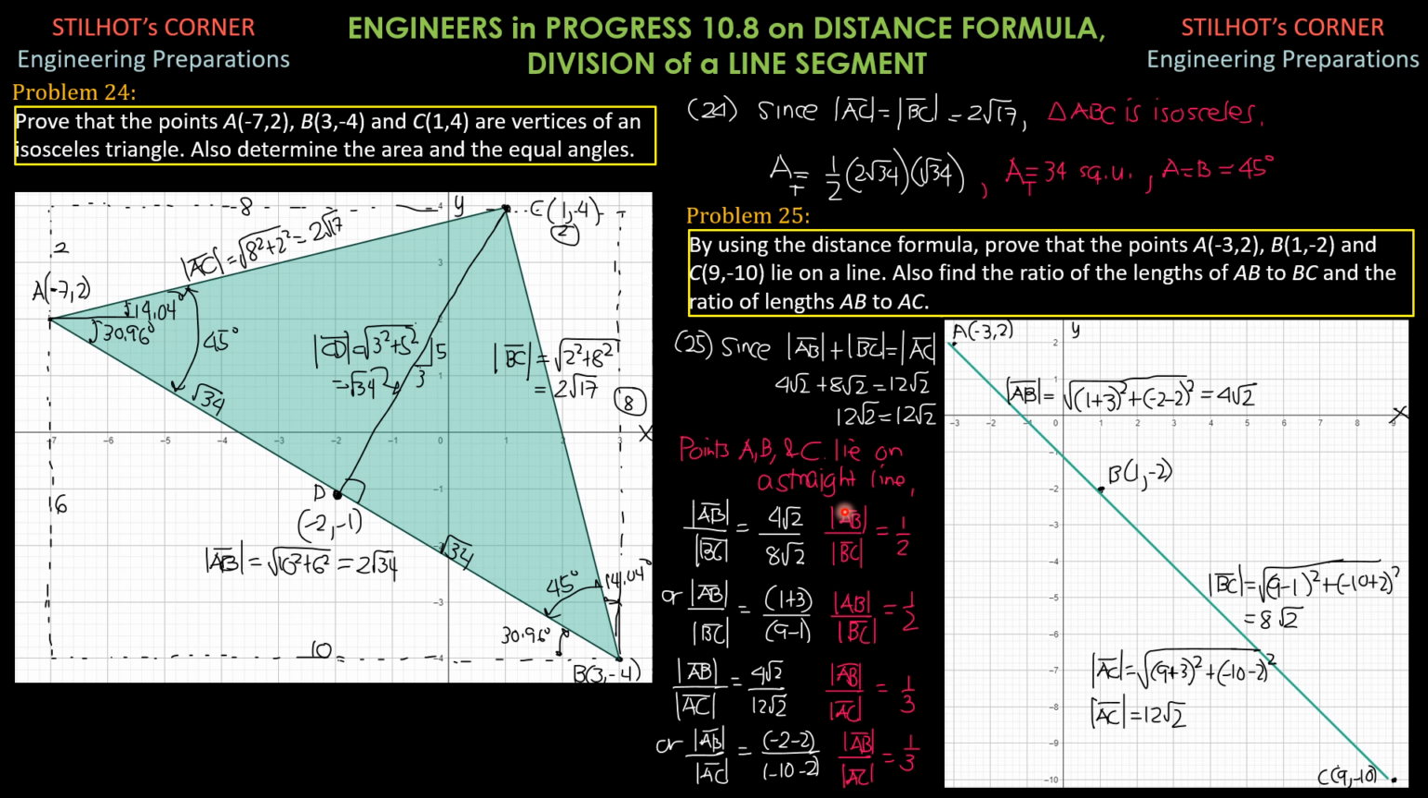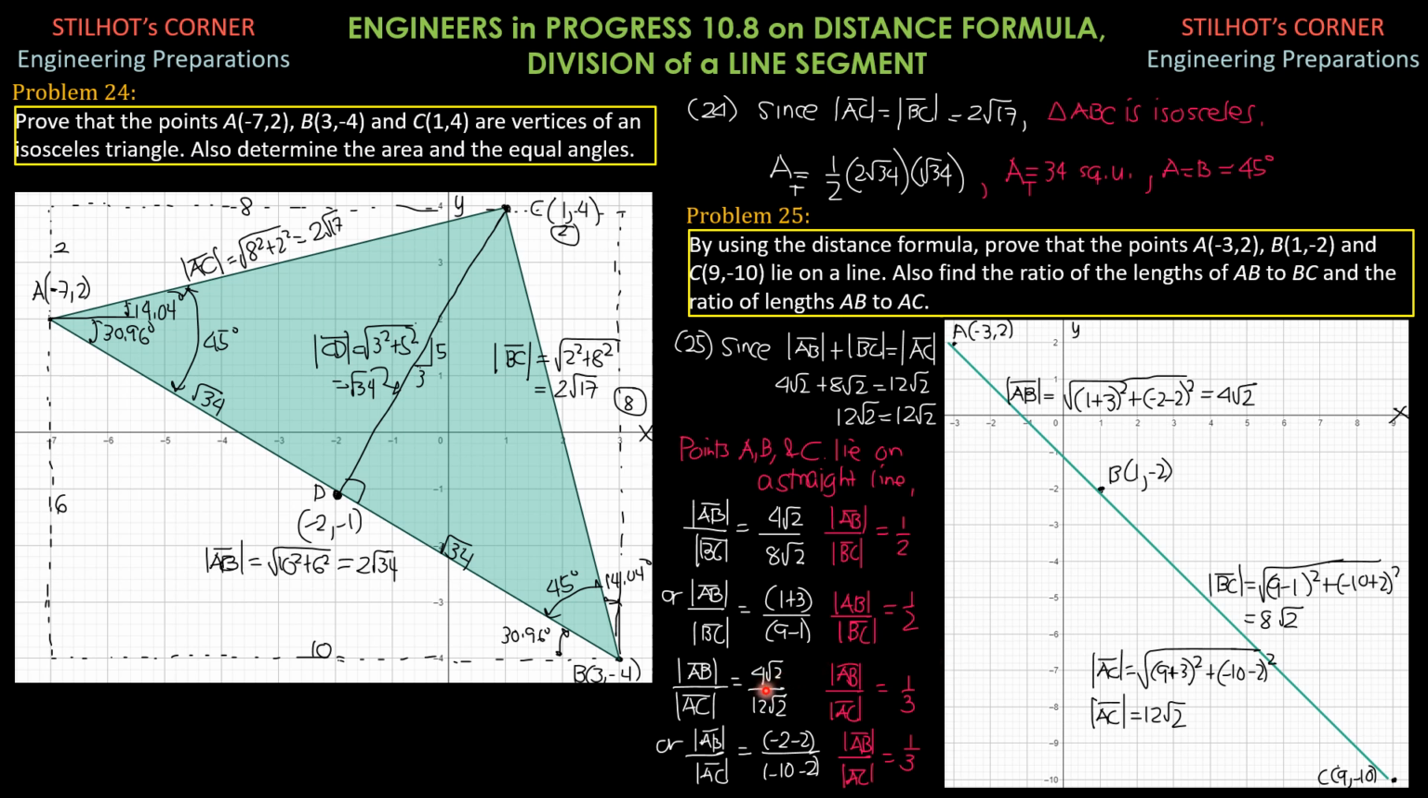Then for the question, ratio of lengths AB to BC: since AB is 4 square root of 2 and BC is 8 square root of 2, cancel square root of 2, 4 over 8 is 1/2. So the ratio of AB to BC is 1/2. Another calculation, we also obtain it as the ratio of the x projection of the length. For AB, it's 1 minus negative 3, that's 4. For BC, that's 9 minus 1, that's 8. So 4 over 8 is 1/2. That's why AB over BC is 1/2.